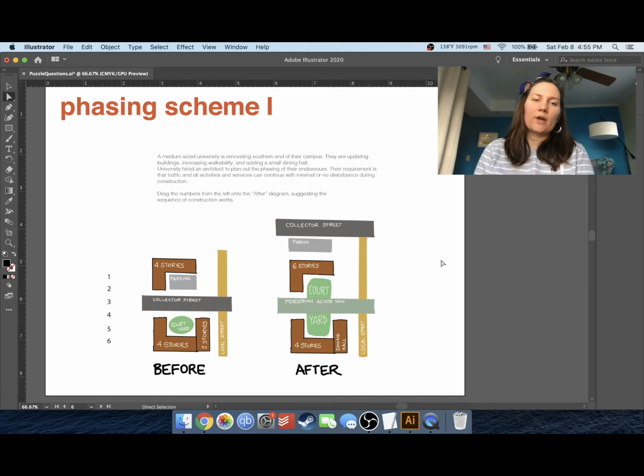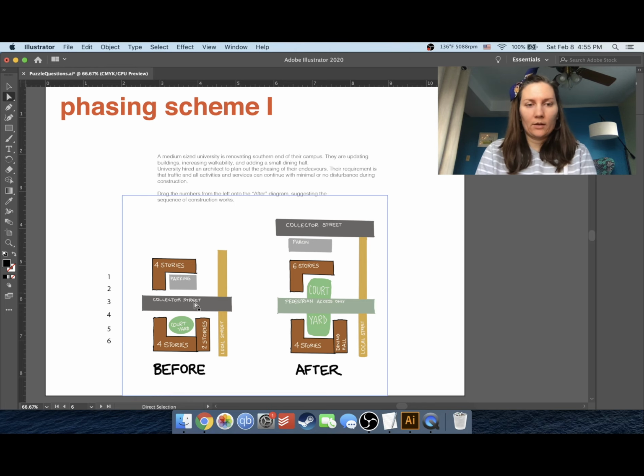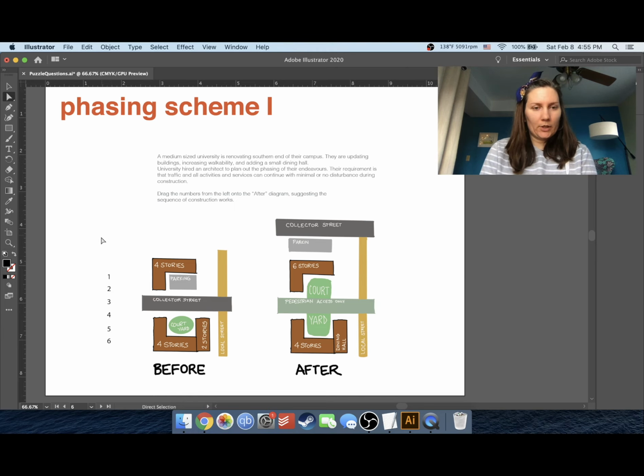Their requirement is that traffic and activities and services can continue with minimal or no disturbance during construction. So this is pretty much one requirement that we are given here, but it's enough of a clue to give us a direction of what our main goal is here. And then it says drag the numbers from the left onto the after diagram, suggesting the sequence of construction works. Okay, so usually moving a collector street is a pretty big deal, or anything that's traffic related is going to be a big deal. So you want to do that first.